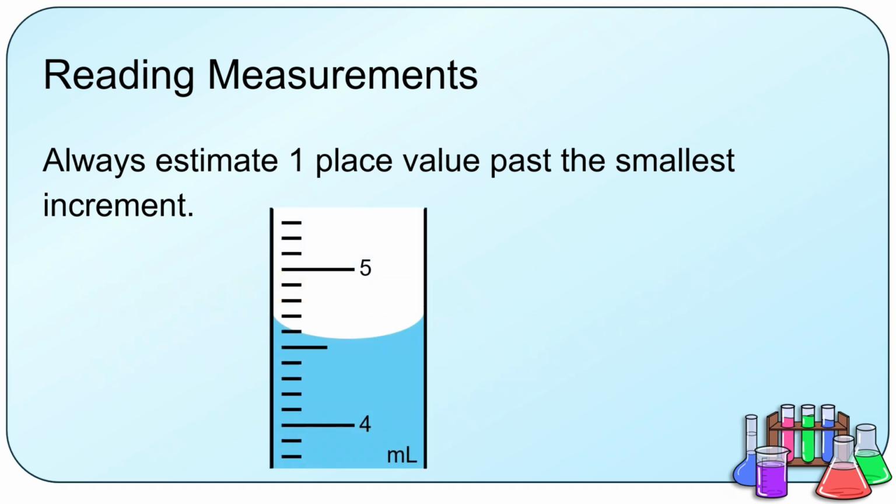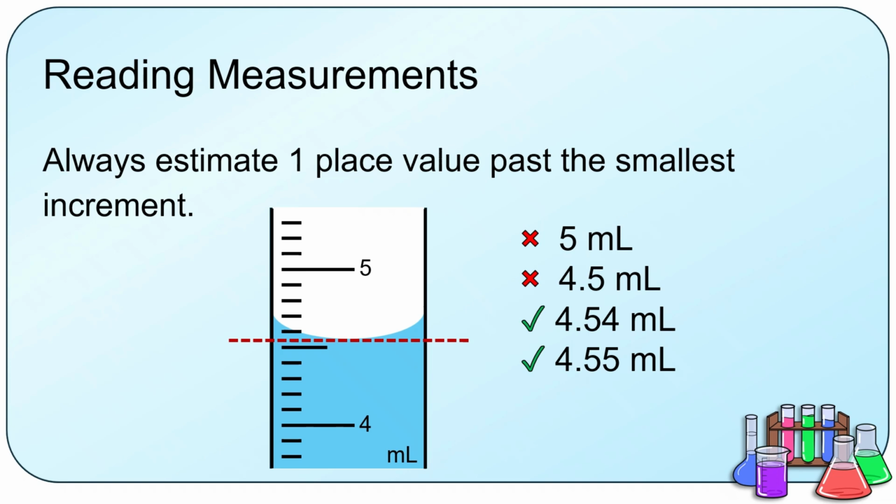If you're measuring liquids, the concept is the same. Let's look at this graduated cylinder with water in it. Remember to read the bottom of the meniscus. This measurement is not 5 milliliters, and it's not 4.5 milliliters. Remember to estimate one more decimal place past the smallest increment, so this can be 4.54 or 4.55 milliliters. Also, don't go too far and say something like 4.543 milliliters.